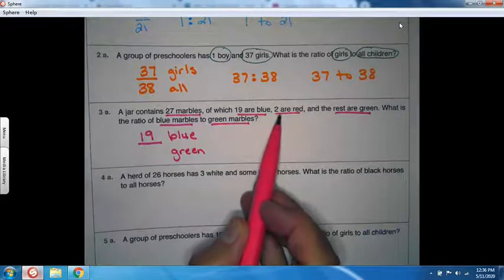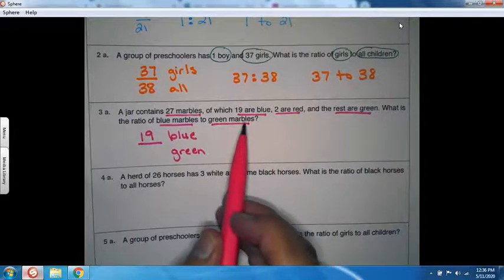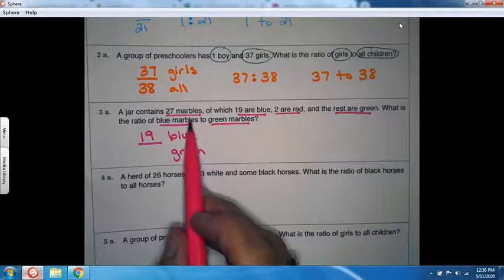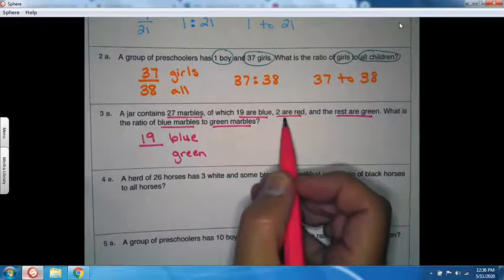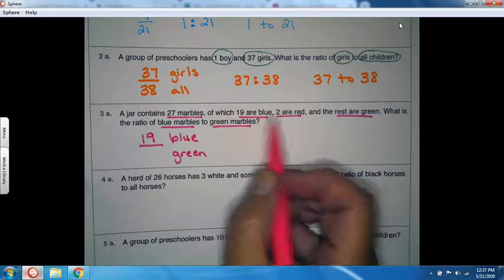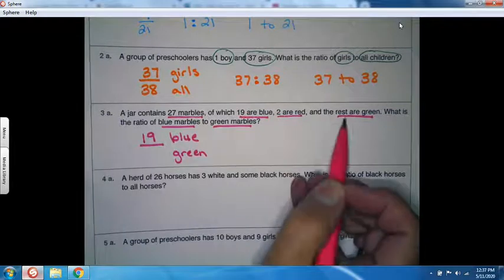So what are we going to do here? We're going to have to do a couple of things, right? Because we need to figure out, we know there's 27 total. So 19, and what do we do with the 2? Yeah, we're going to have to add those. So that's 21. And we need to figure out green. So what do we do with the 21 and the 27 to figure out the green?